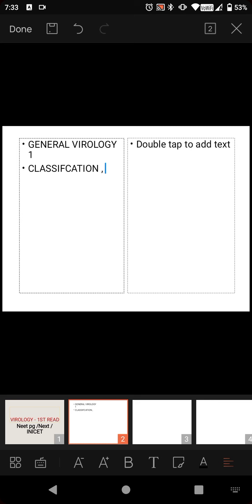For DNA viruses, we have to start with the basic mnemonic: H H A P P P P. Okay, happy. HHA, heart, PPPP, 4P. H is herpesviridae and hepadnaviridae, A for adenoviridae, and poxviridae, papovaviridae, parvoviridae. Another one, B for bacteriophage.